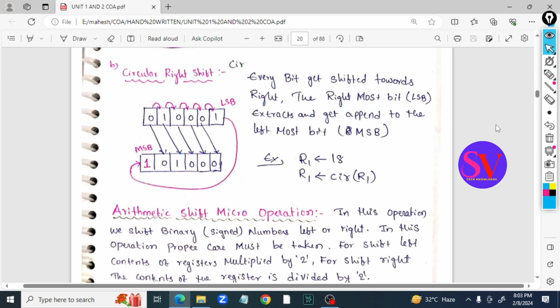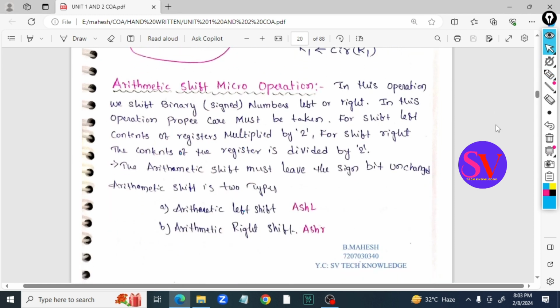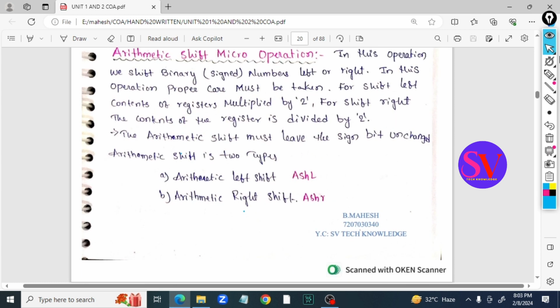Okay, next, arithmetic shift micro operation. So here we have a small problem, we will discuss that. Okay, arithmetic shift right micro operation.